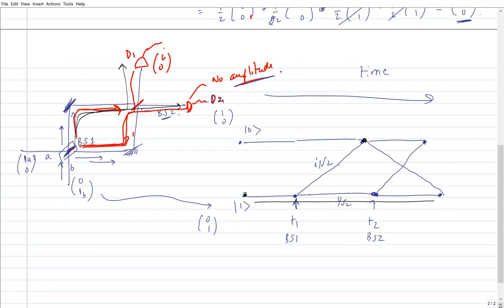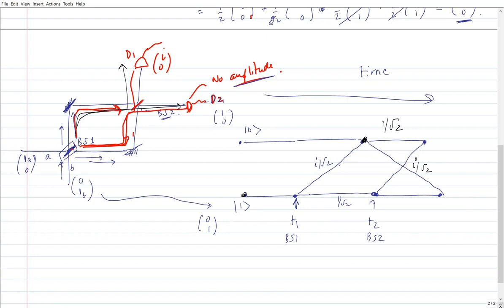So going from 0 to 1 is 1 by root 2. Similarly, when I'm here on this beam splitter, this is 1 by root 2. This coefficient is iota by root 2. That's just coming from your matrix multiplication. And so that essentially is the idea over here.